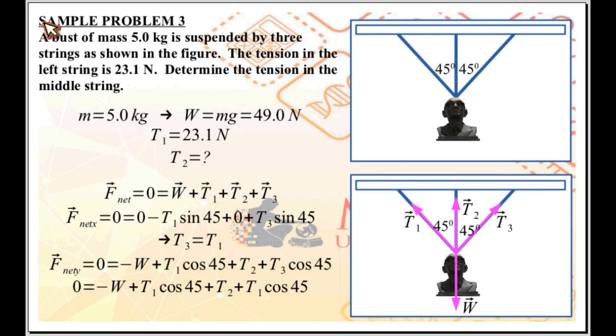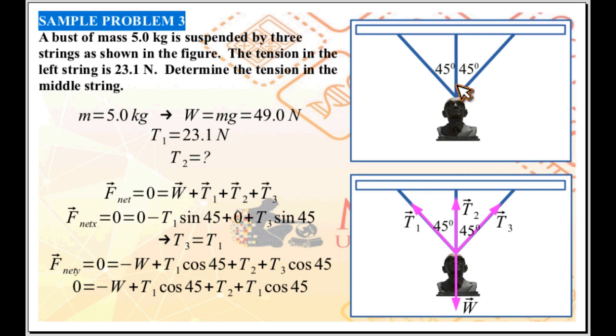So let's have sample problem number 3. You have a bust, 5 kilograms in mass. The bust is suspended by 3 strings as shown in the figure. The tension in the left string is 23.1 newtons. Determine the tension in the middle string. The left string is oriented 45 degrees with respect to the vertical. The middle string is vertical, and the right string is also diagonal, 45 degrees with respect to the vertical.